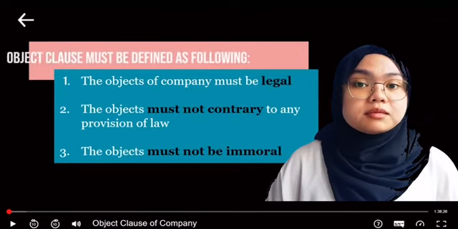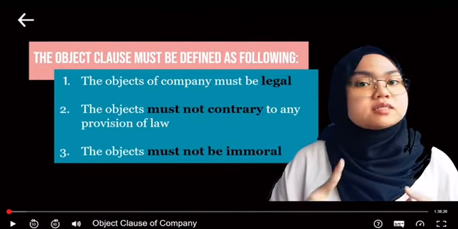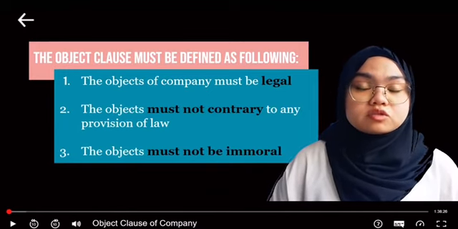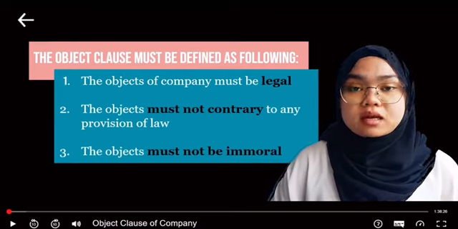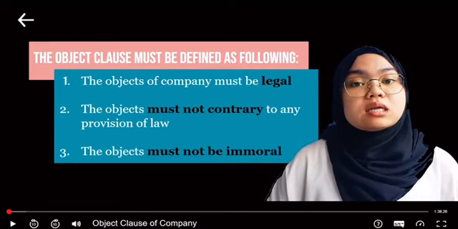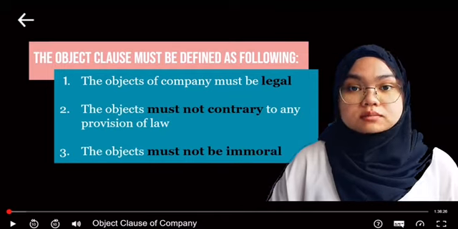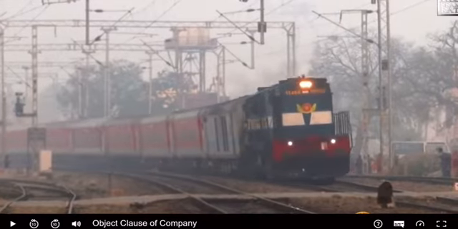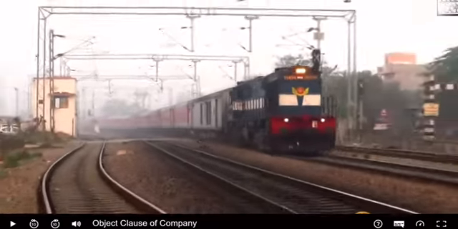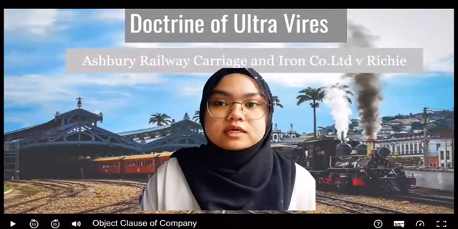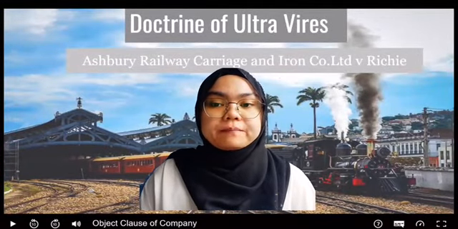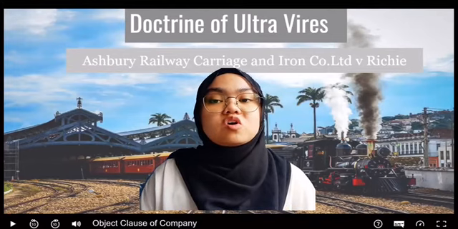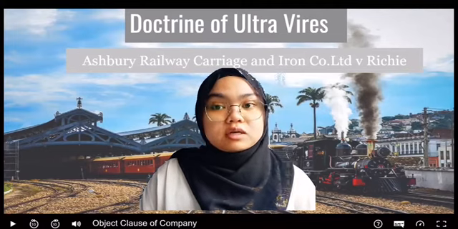The company must keep in mind that the object must be defined as follows. Firstly, the object must be legal. Secondly, the object must not be contrary to public policy, contravention of the Companies Act, or provision of any law. Thirdly, the object must not be immoral. I already explained to you about the object clause of a company, but what happens if the company does activities which are beyond its object clause? This can be explained more in the doctrine of ultra vires. Ultra means beyond, vires means power.